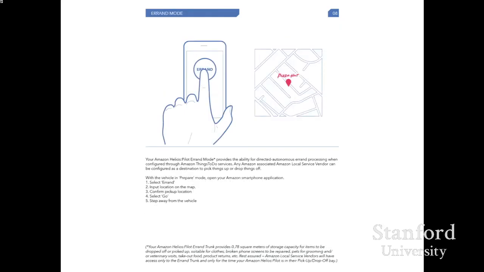Errand mode. So this is like my favorite. So like, God, I want some pizza, but I don't want to get in the car. I'm already in my pajamas and my house slippers. Like, send the car to Pizza Hut. So that's cool. But then like, wait a minute. If the car goes to Pizza Hut, where are they going to put the pizza? Like, I don't want to put it inside.